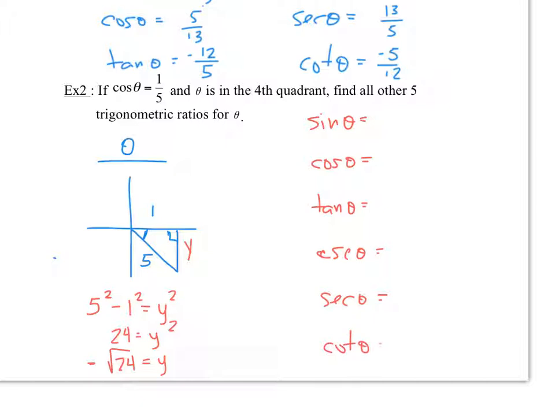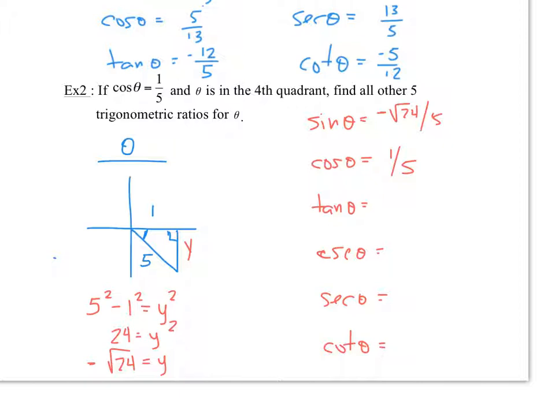Okay, so cos equals 1/5. We got that one already. Sine is going to be equal to opposite over hypotenuse. So our opposite side is this, so it's going to let us answer for sine. So it's going to be negative square root of 24 over 5. Notice that you can write negative square root of 24 as negative 2 root 6, but that's up to you as a preference.